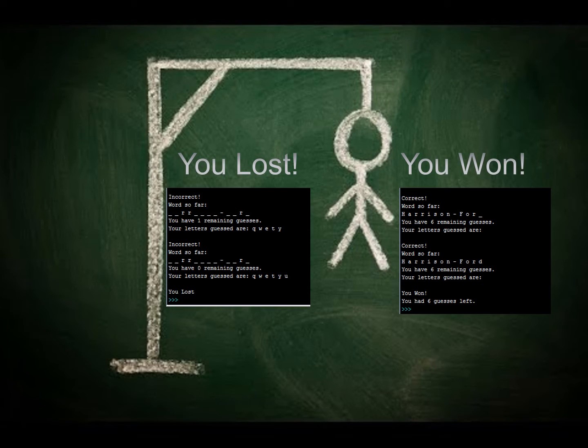If num guess reaches 0, the user lost and the results are displayed. If guess word is equivalent to match word, the game is won and the results are displayed.